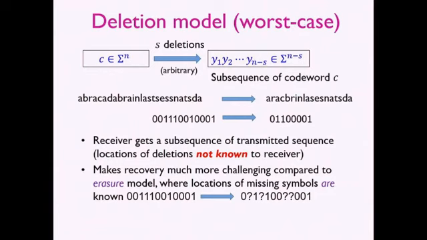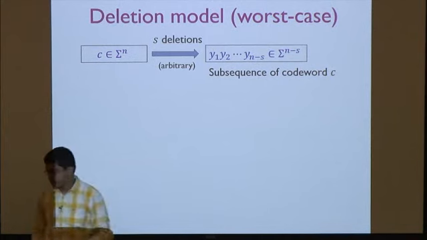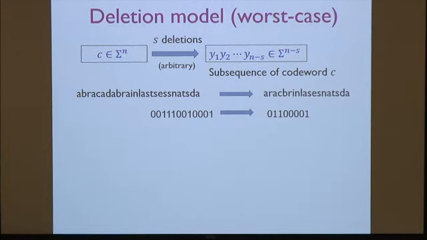Okay, what's the deletion model? This is yet another model, which is very classic. But there's a lot of renewed interest in this because of ostensibly applications in biology. But for this audience, there are very nice math questions here. So you have an n-bit, n-symbol string. S of these symbols get dropped, so you get a subsequence. Okay, so two examples. It can be over bits or it can be over larger alphabets.